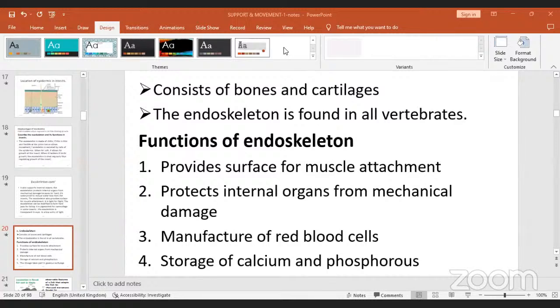Where are the red blood cells manufactured? Somebody. Marrow. Bones. Bone marrow. What about the white blood cells?